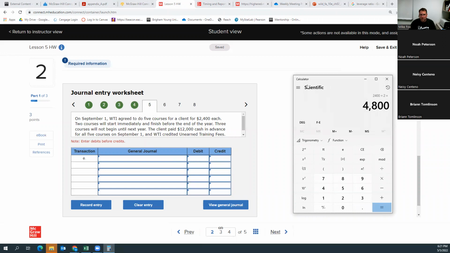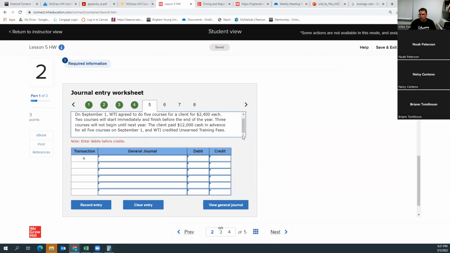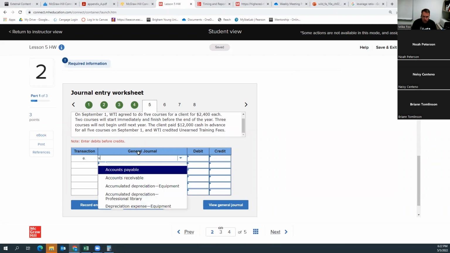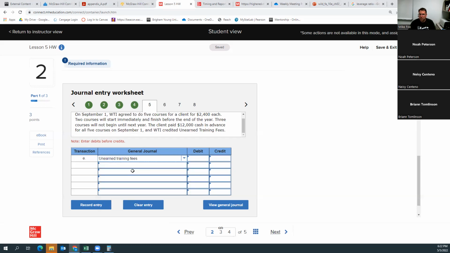And so what we're going to do is an adjusting entry to reduce the unearned training fees account by $4,800. Remember, because it's a liability, we'll decrease it with a debit. And then because we've now earned that money, we're going to record that as training fees earned. So this adjustment is called a deferred revenue adjustment because we received cash in advance, but we didn't actually earn it until in the future. And then at that point, we'll record the amount we've earned.